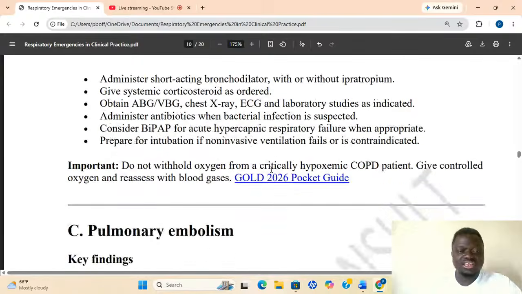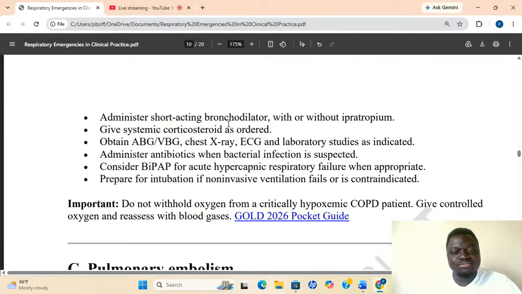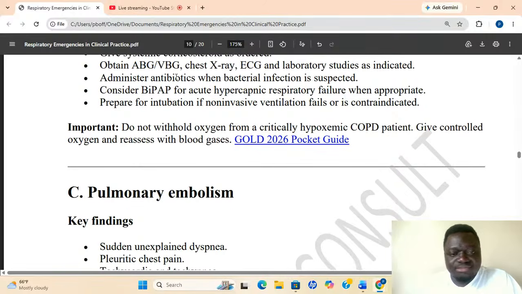Okay, yes. Then administer short-acting bronchodilators with or without ipratropium, depending on the crisis. You give your systemic steroids, okay. Then you do your ABGs, chest X-ray, you do your laboratory studies. If there's any infection, administer your antibiotics, okay. You consider your CPAP and the BiPAPs, okay, for acute hypercapnia. It will help to bring out the CO2, especially the BiPAP, okay. Prepare for intubation, if indicated, okay.